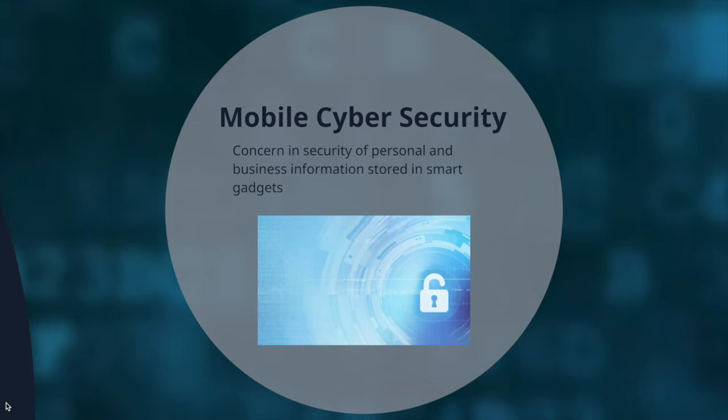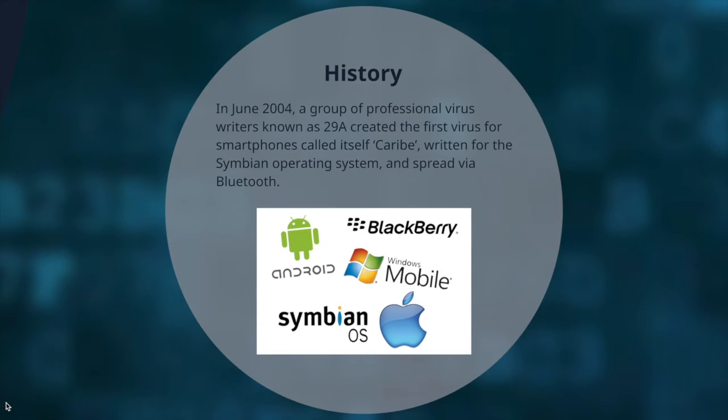The first mobile attack dates back to June 2004 when a group of professional virus writers known as 29A created the first virus for smartphones. This virus is called Caribou. It was written for the Symbian operating system and was spread via Bluetooth, which started the development of new viruses.